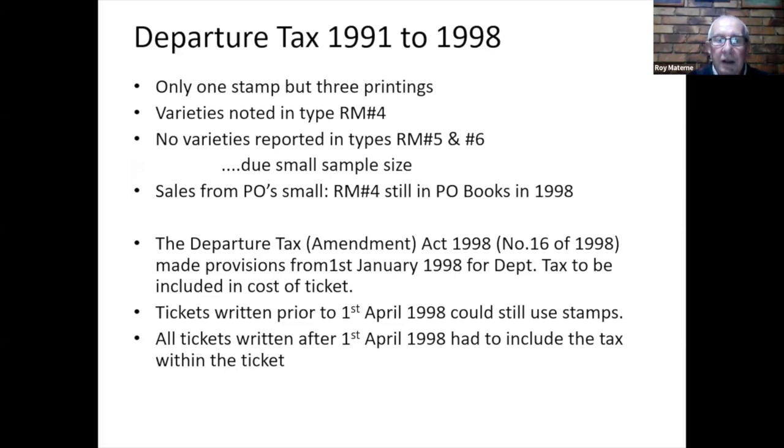In 1998, the amendment was made so that from the 1st of January 1998, the tax could be included in the cost of a ticket. Tickets, however, written prior to the 1st of April 1998 could still use stamps. Now, the reason why they wrote that in is that perhaps you said that you wanted the ticket to fly from Port Moresby to Brisbane, but only in 8 months' time, and consequently, the ticket was written without the departure tax written in the ticket. After the 1st of April, all tickets had to include the departure tax.